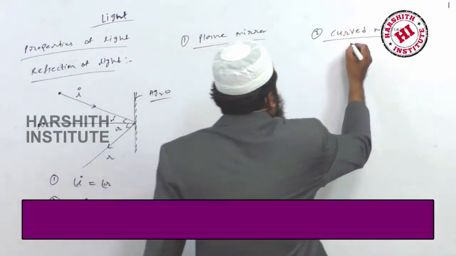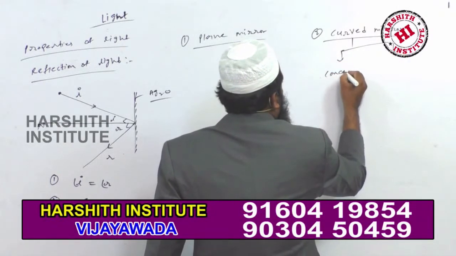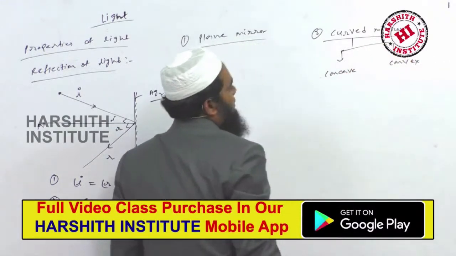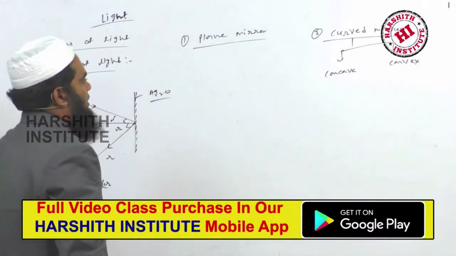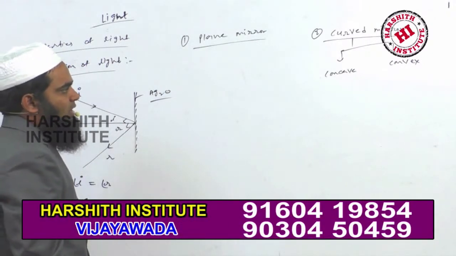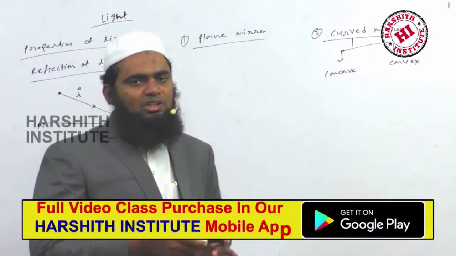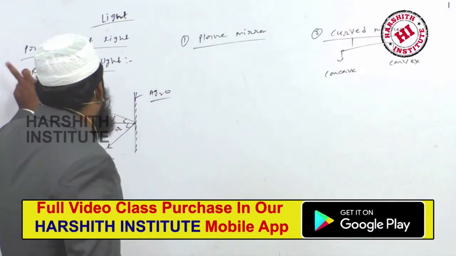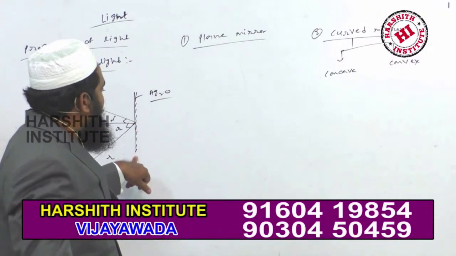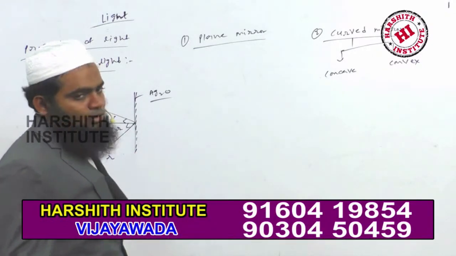Curved mirrors are further divided into two types. The first is the concave mirror, and the second is the convex mirror. So generally, reflection takes place in mirrors, which are smooth surfaces. They come in two patterns: the first is a plane mirror, and the second is a curved mirror.